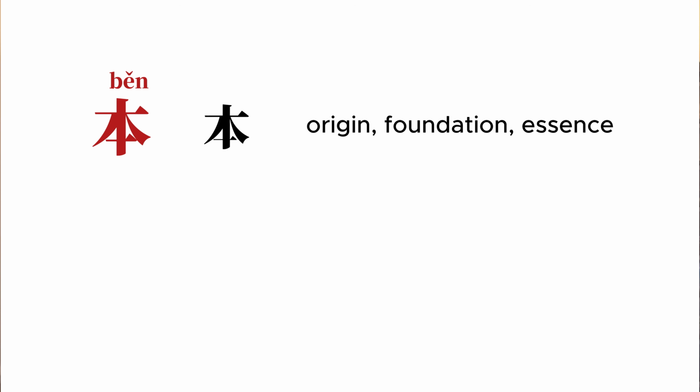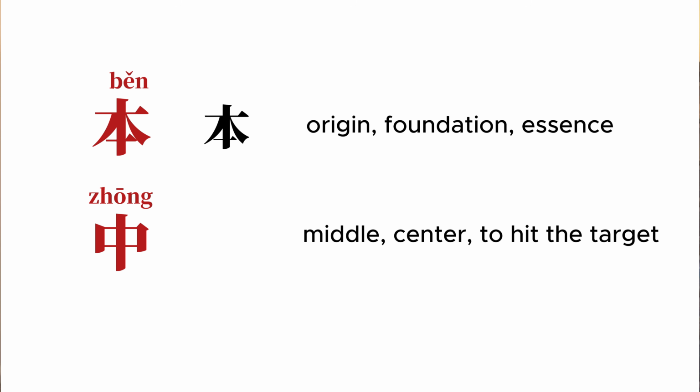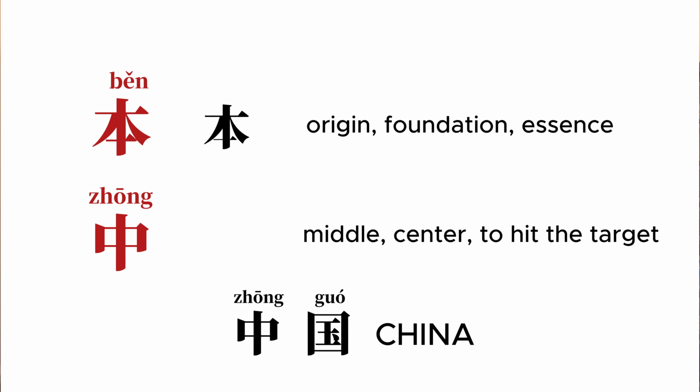The character 中 shows a line going right through the center of the square. It means middle, center, or to hit the target. The name 中国, which is the Chinese name of China, literally means central country or middle kingdom. In ancient times, it referred to the central lands of civilization, especially the Chinese imperial capital and the surrounding regions. Over time, 中国 evolved from meaning cultural center to the official name of the Chinese nation.